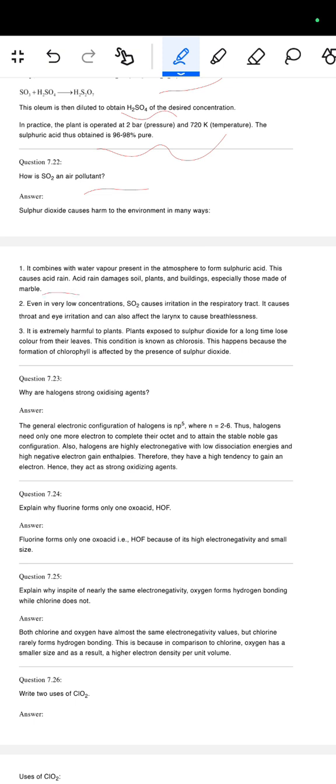Even in very low concentration, SO2 causes irritation in the respiratory tract. It causes throat and eye irritation and can also affect the larynx to cause breathlessness. It is extremely harmful to plants. Plants exposed to sulfur dioxide for a long time lose color from their leaves. This condition is known as chlorosis. This happens because the formation of chlorophyll is affected by the presence of sulfur dioxide.